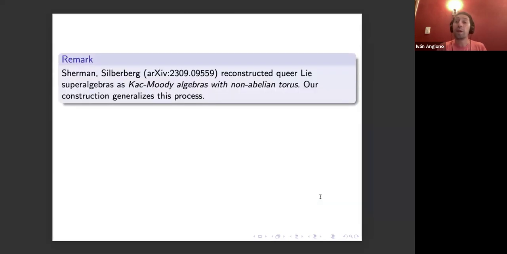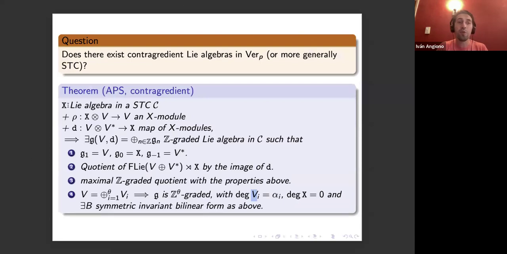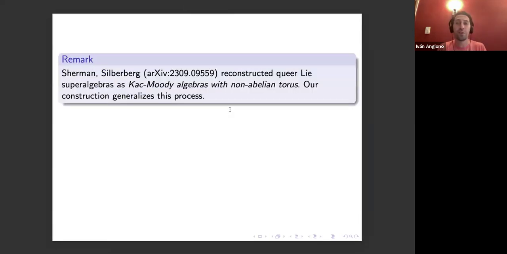For us, a surprise was that for this X that we have here, we don't ask so much. There are some conditions that should be here, let me say, but it is not, for example, that it should be abelian or something like this. When I went to a conference last January, I was talking with Alex Sherman, and he asked me some things about that. And the surprise was that those days we put this paper on arXiv, and he put a paper a bit before about the construction of the queer Lie algebras as Kac-Moody algebras, but the modification was that they put something which is not a torus, not a usual abelian Lie algebra, in degree 0.